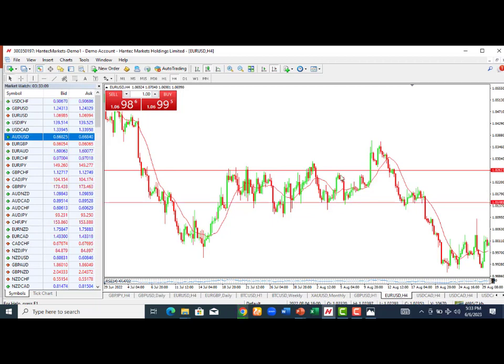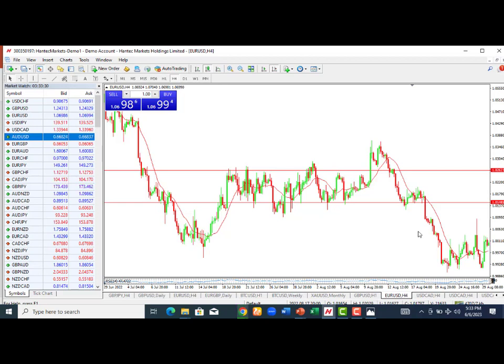Now take a good look at this. Market ranged here. When it got here, it couldn't take off these highs. When it came here, it couldn't take off these lows. Here, couldn't take off these highs, couldn't take off these lows, until at the end of the day there was a breakout.